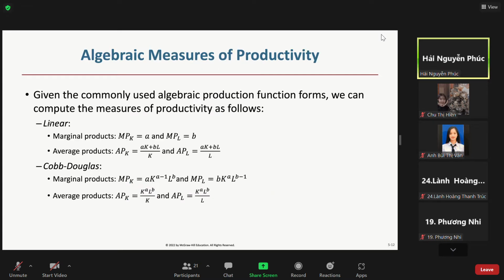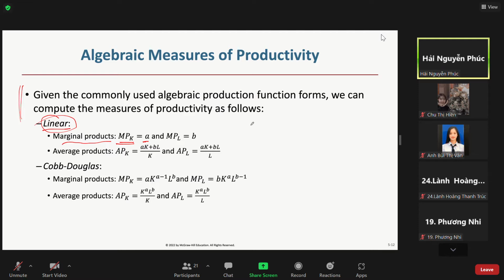Okay. Now, based on the discussion of the functional form of production, here we are going to give the formula for marginal product and average product based on the functional form. If we have a linear function, then you can see that the marginal product of capital, MPK, is going to be equal to A, and the marginal product of labor is going to be equal to B. Why?